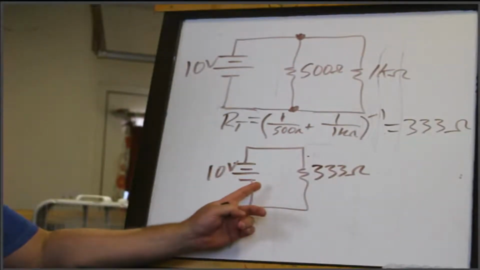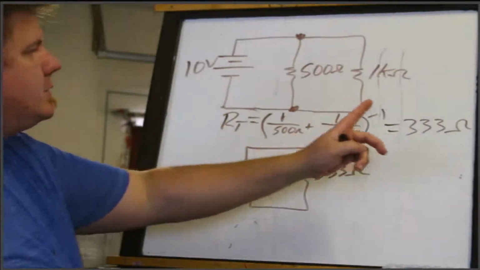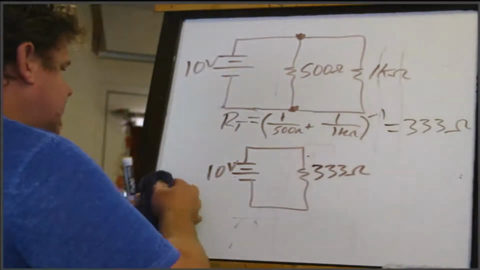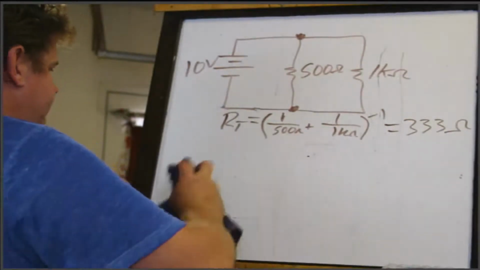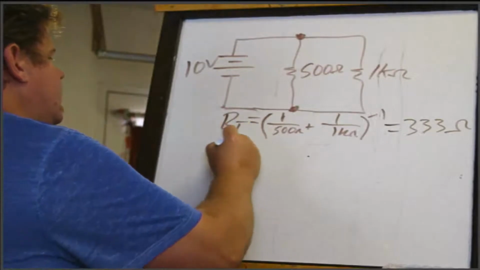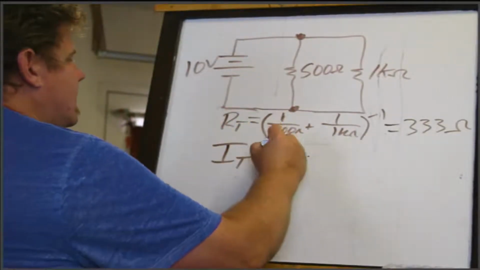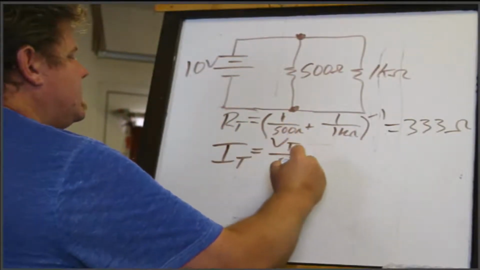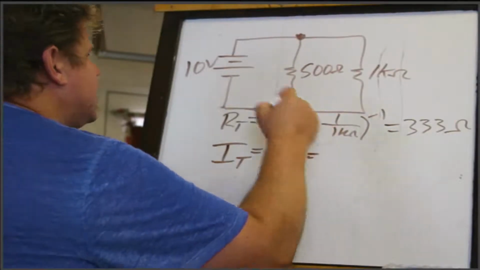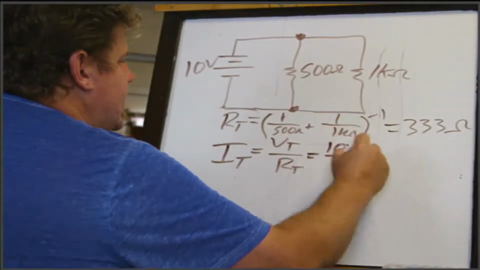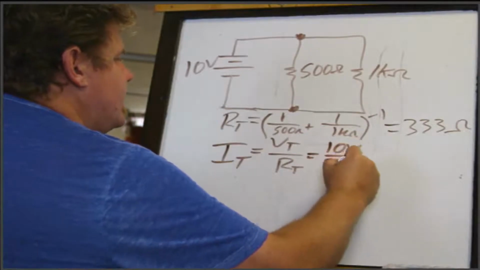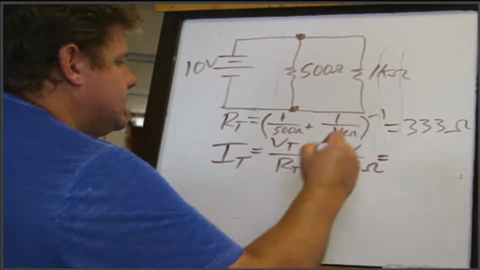And so it's pretty easy to see. Once you find the total resistance here, then all you need to do is use Ohm's law to find the total circuit current. So same thing, VT over RT. Right? So this is going to be 10 volts divided by the total resistance of 333 ohms. What do you get?